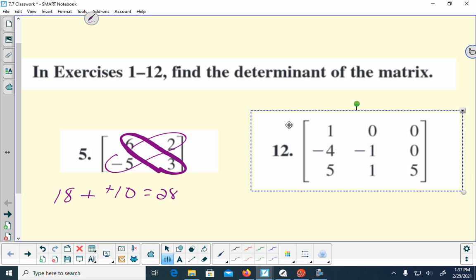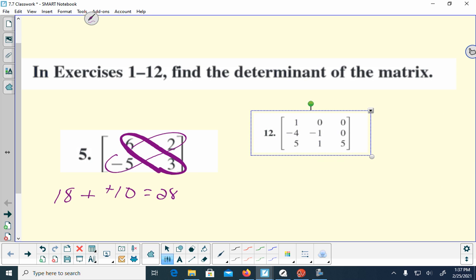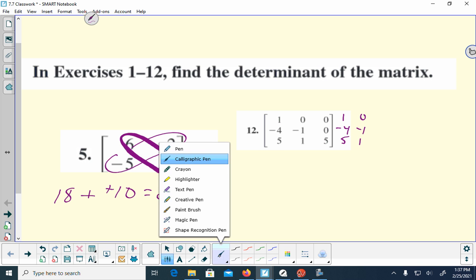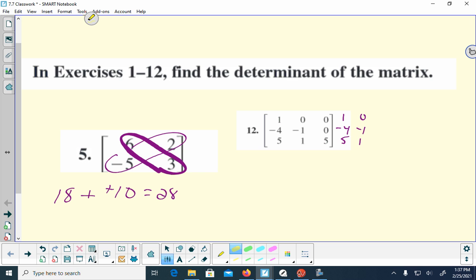Now, in the book, it'll ask you to find the determinant, and sometimes it'll say using cofactors and minors. We are not doing it that way. We are just going to do the loops. So remember, you copy down the first 2 columns just the way I see them. So I'm copying down the 1, negative 4, 5, the 0, negative 1, and 1. And then I highlight. And I'm going in the same pattern that I went here.